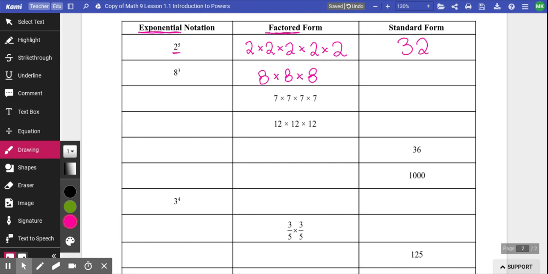8 times 8 times 8, 512? Yeah. Oh, I just didn't hear you say the 12 part. Sorry. 512. That's the standard form. You got it.